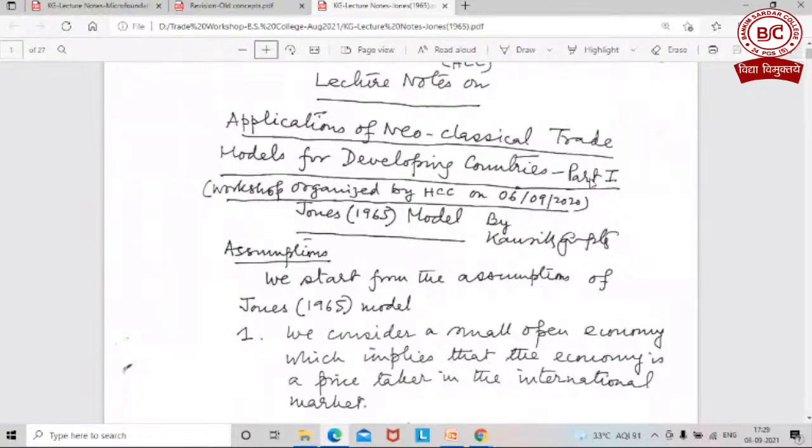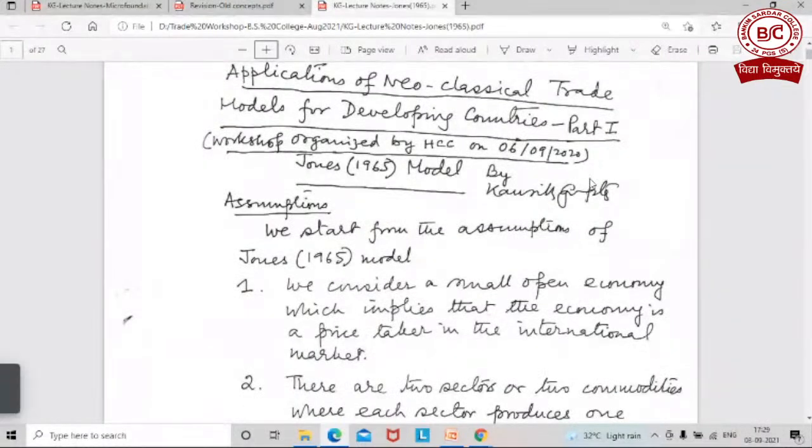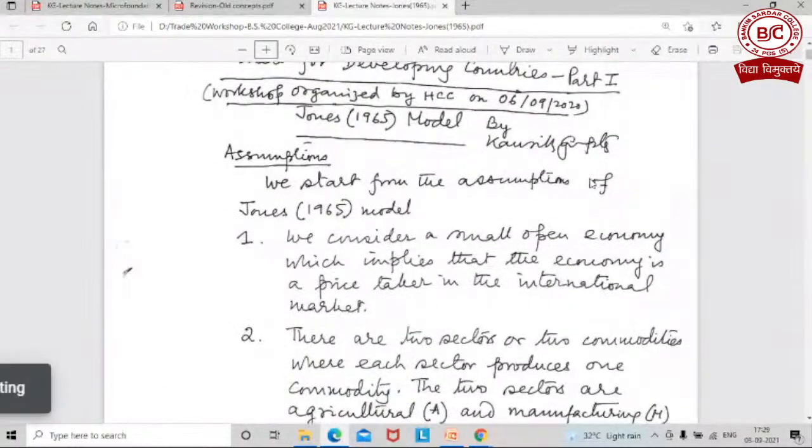But there are some products where India is not the major exporter. India has not much lobbying power in the world market to influence the price. So in that case, India is the price taker. Just as under perfect competition the firm is a price taker, here the economy is a price taker. That's why we use the competitive equilibrium condition. The interpretation is just like that of perfect competition. So is it okay, the meaning of small open economy? Yes, sir. There are two sectors or two commodities, you can call them two industries. One is the manufacturing sector, the other is the agricultural sector.